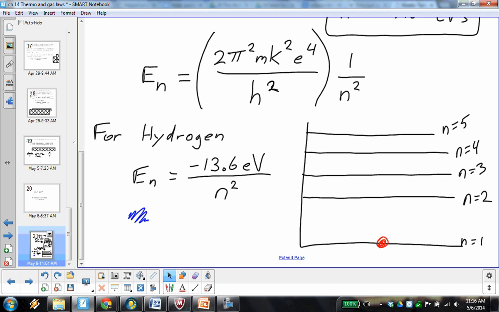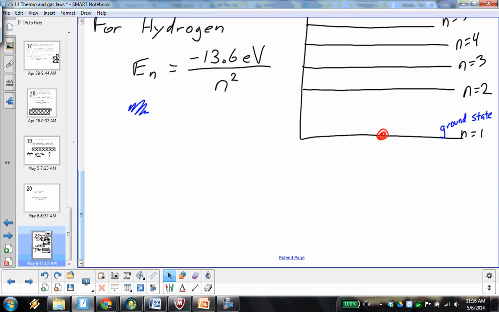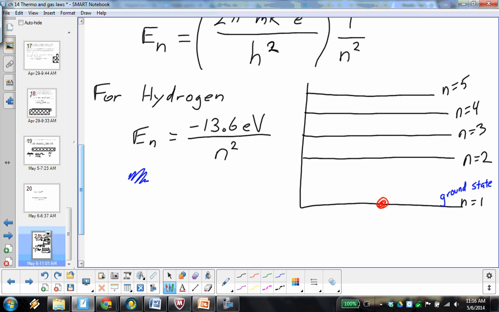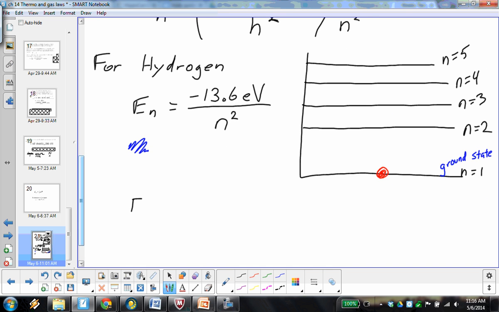The n equals 1 level is known as the ground state, like the ground floor. So that's known as the ground state. The energy needed to free an electron from the atom.